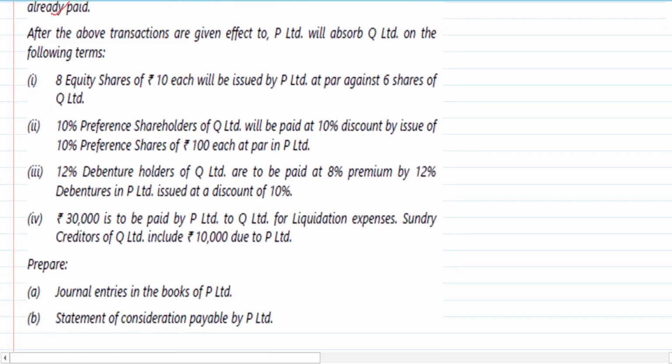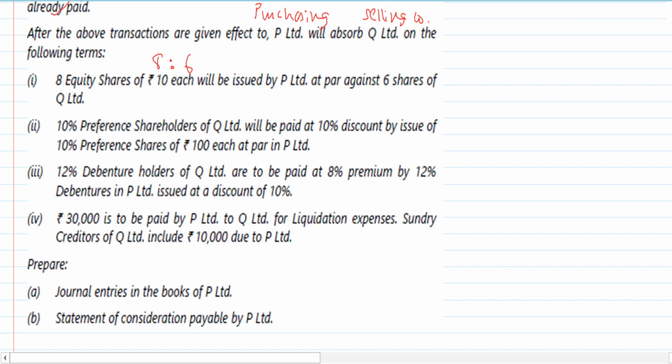After the above transactions are given effect to, P Limited will absorb Q Limited. So P Limited is turning out to be the purchasing company and Q Limited is turning out to be the selling company. They are saying 8 equity shares of rupees 10 each will be issued by P Limited at par against 6 shares. So as far as equity shares are considered, 8:6 is the share exchange ratio.